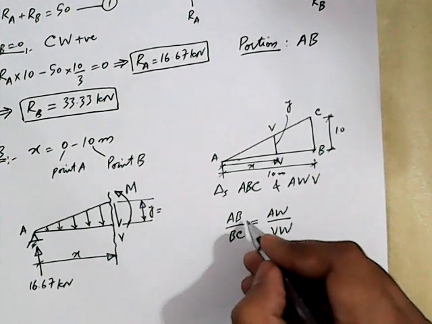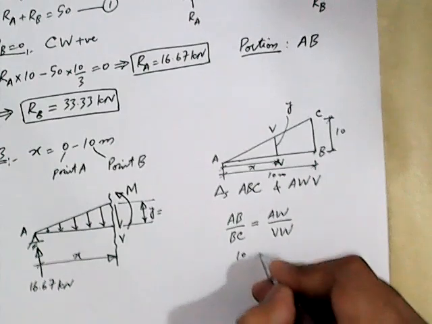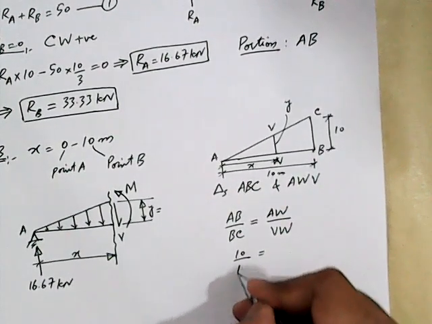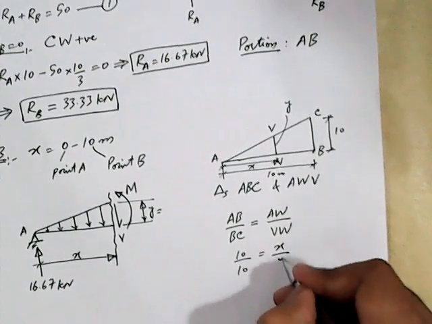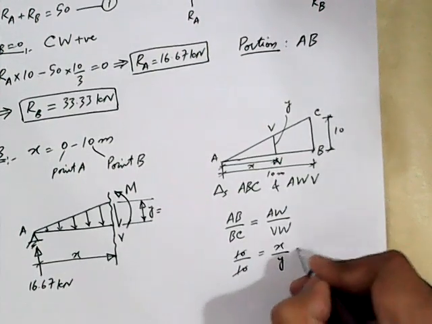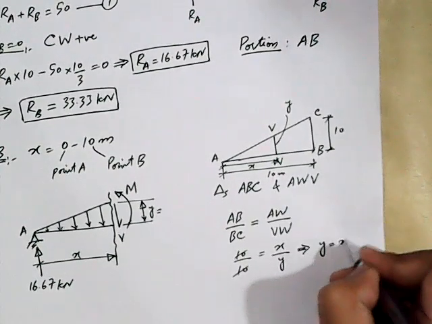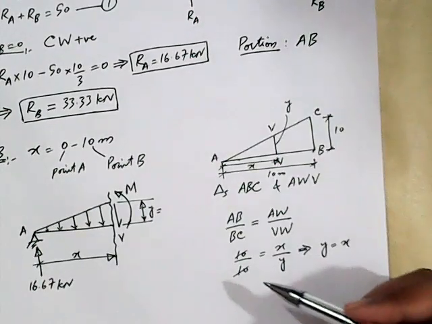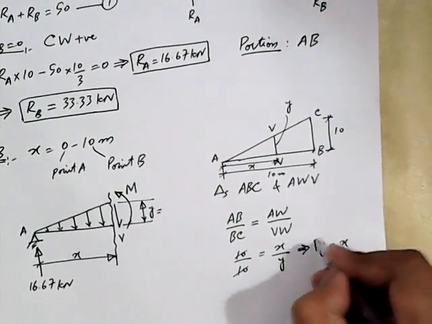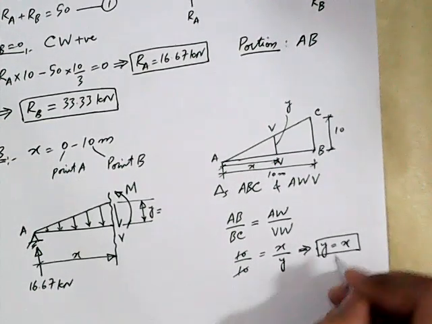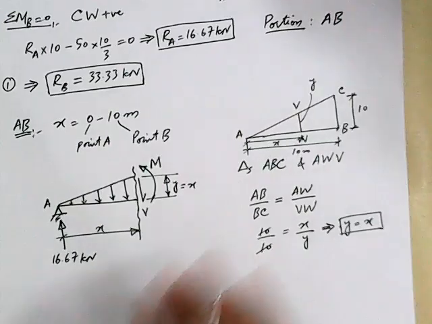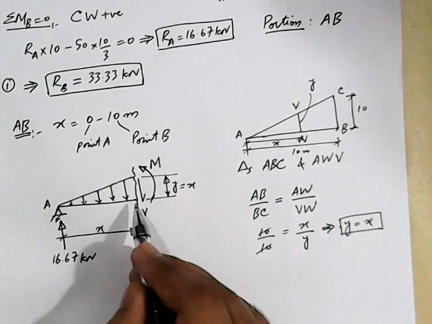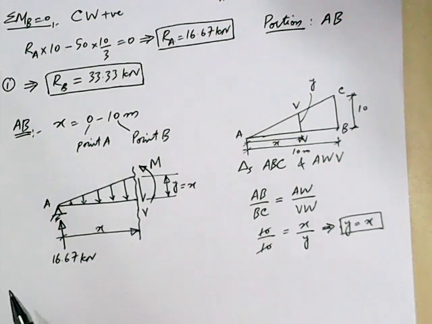And how much is AB? We know AB is 10. How much is BC? BC is also equal to 10. What is AW? AW is X. What is VW? VW is Y. So if I rearrange this equation, I get Y is equal to X. So for our given situation, if we consider these two similar triangles, we get Y is equal to X. Now for this loading, we know the base of the triangle as well as the perpendicular of the triangle. So we can calculate the magnitude of the load.